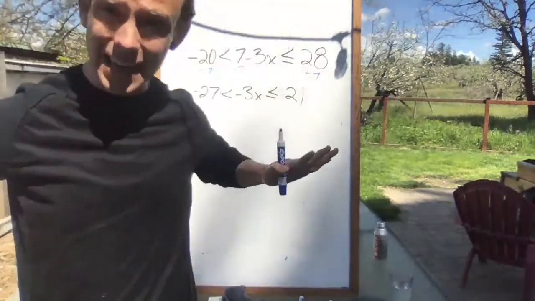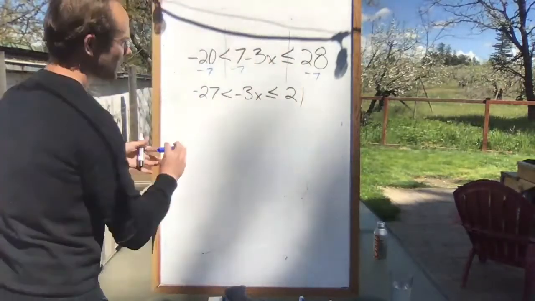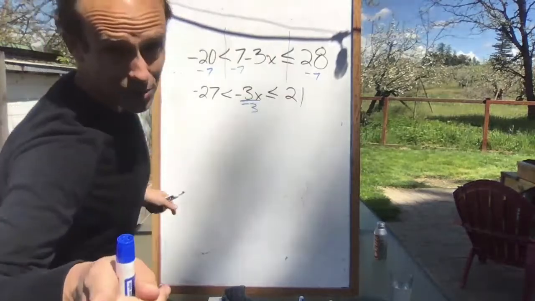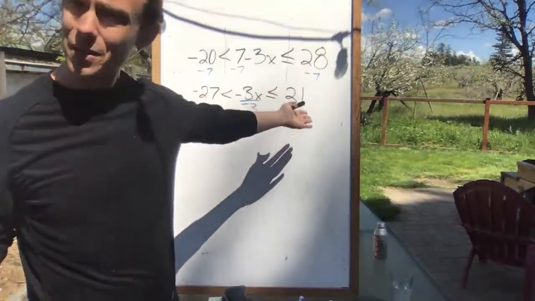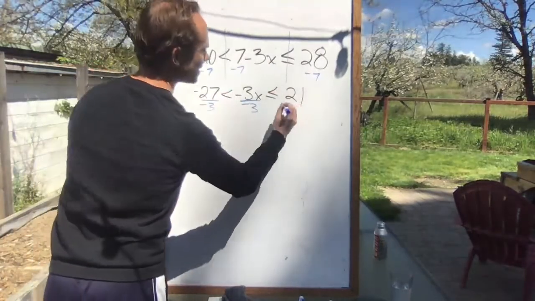The inequality stays the same unless I multiply or divide by a negative. Let's keep going. I want the variable by itself, so I've got to divide by -3. Can I only do it to the middle? No, I've got to do it to all sides. In this case, I've got three sides. Let me divide by -3 on all three sides.